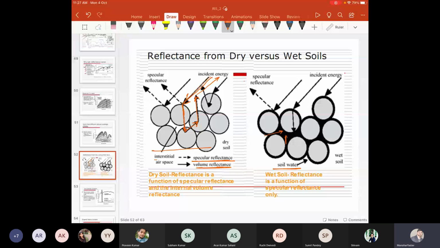Second case, when we consider the small particles.